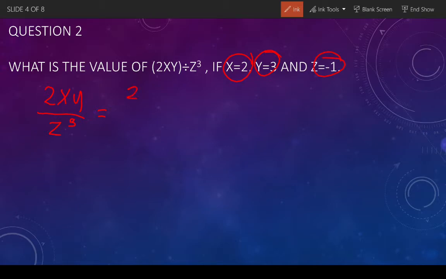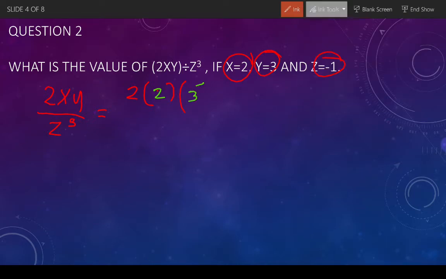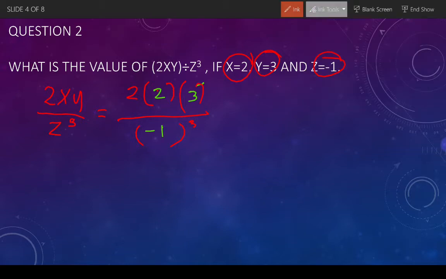So, we will have 2 times the value of x will be 2 times the value of y, we have 3, and then all over the value of z, which is negative 1. And then simplify. We have 2 times 2 times 3 will be 12 divided by negative 1. So we will have negative 12. So our answer will be negative 12.